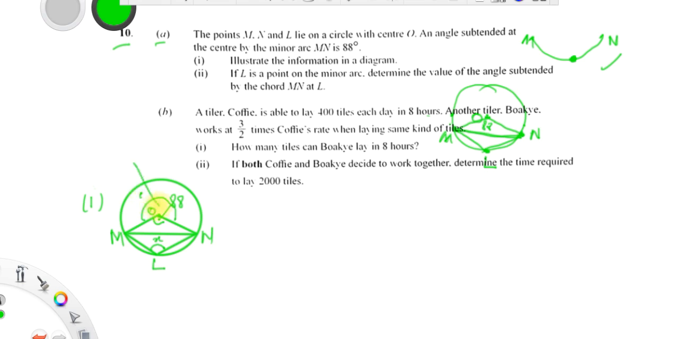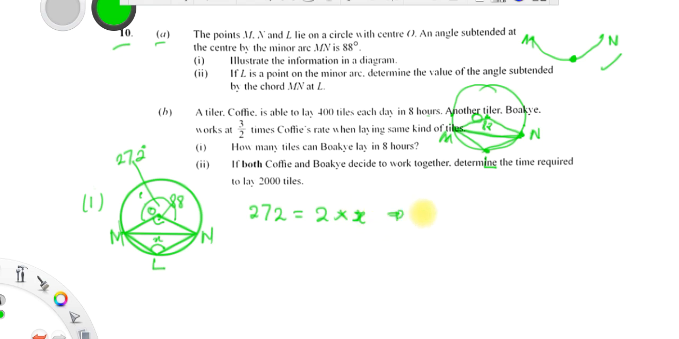Okay, this angle is 272 degrees. So if that is 272, then from the theorem, this major arc MN is forming this angle 272 at the center, and this major arc is forming the same angle here at L. So from that theorem, the angle formed by this arc at the center, which is 272, is equal to 2 times the angle formed by that same arc at the circumference, which is X. So that is what it means. 2 times X.